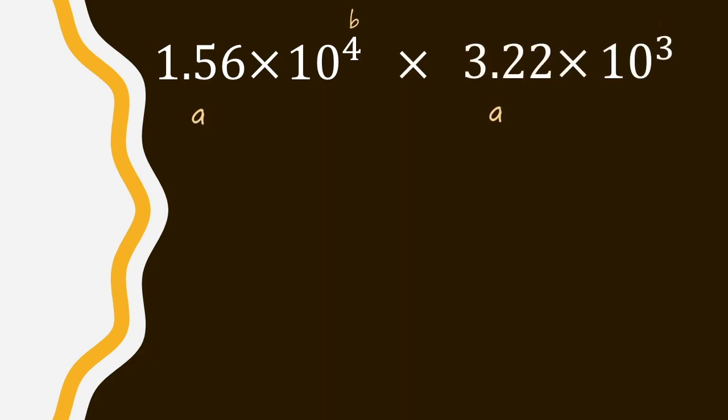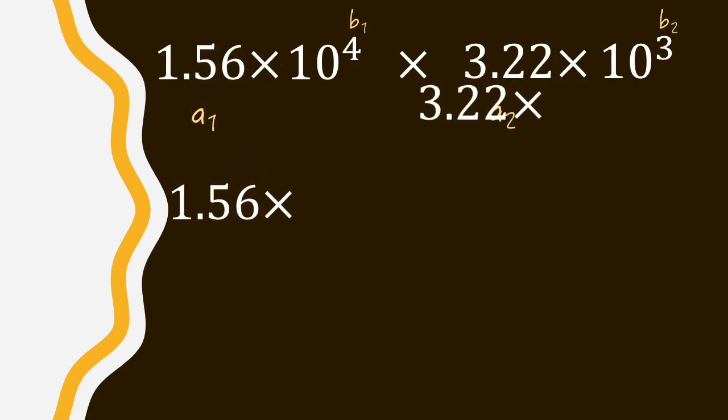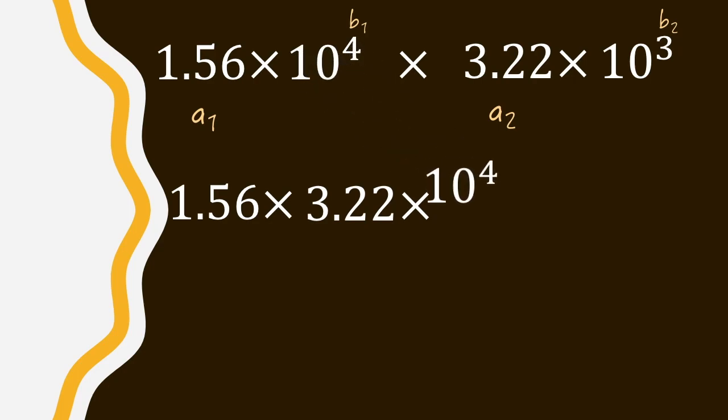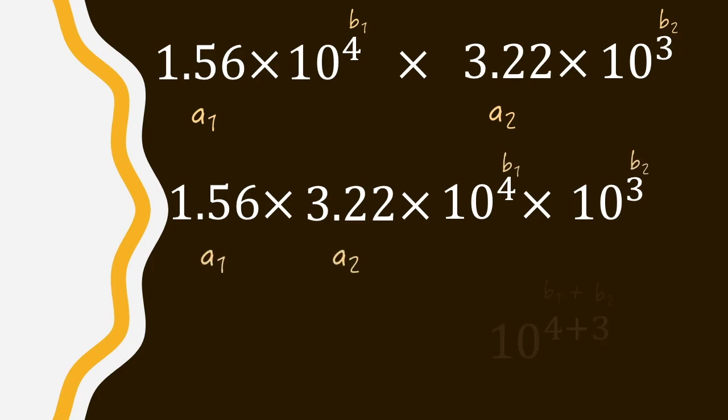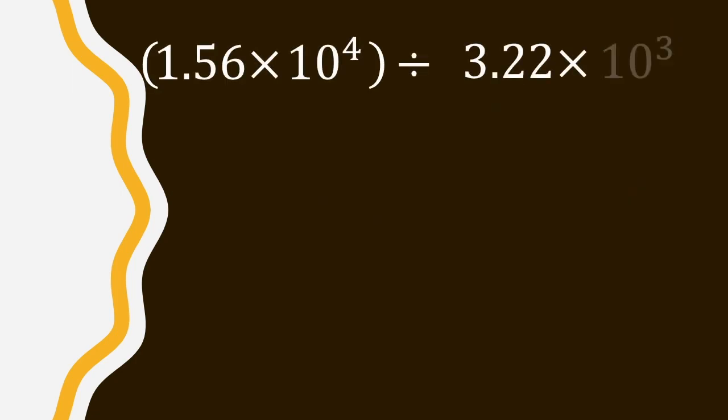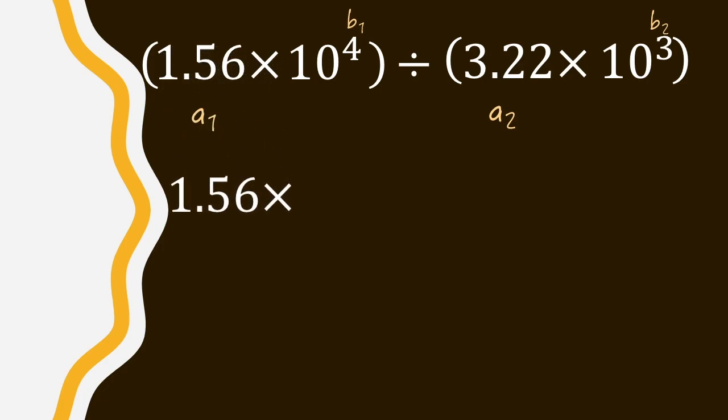Now, when we multiply or divide in scientific notation, the bulk of the work is done by rearranging the equation. With multiplication, remember we have commutativity and associativity rules, so we can rearrange it like this, and we'll just be multiplying the two a values and then multiplying the 2 powers of 10, which means we'll add the b values in the indices. When dividing, in this case we need brackets because we're dividing by the whole second number, not dividing by 3.22 and then afterwards multiplying by 10 to the 3.